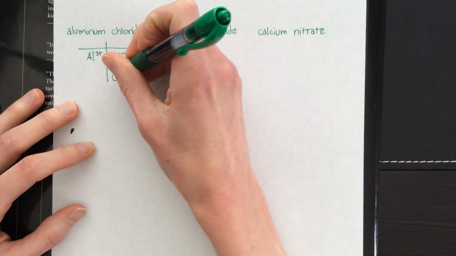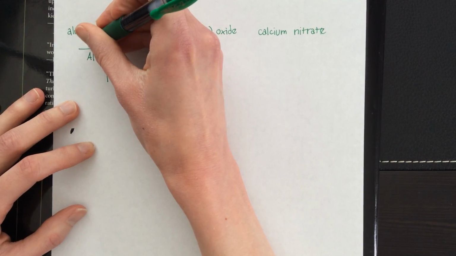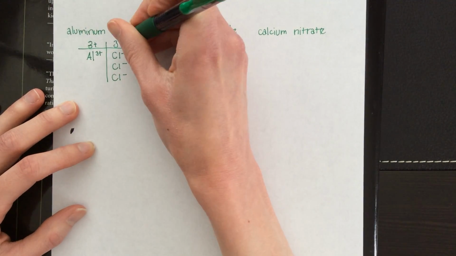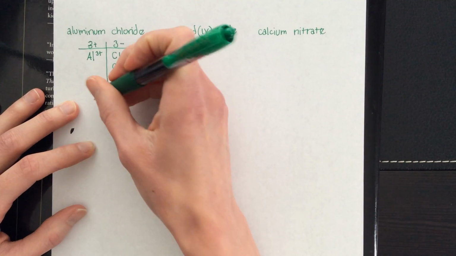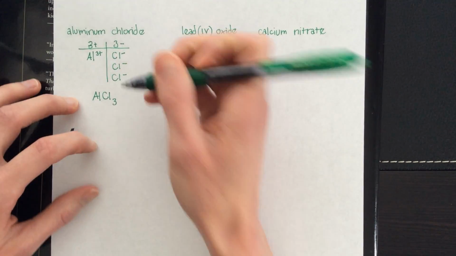So I need to add 2 more chlorines. And then if I look at the total charge, which I'm going to write up here, the total charge on this side is +3. The total charge on that side is -3, so they're balanced. And the formula would be AlCl3.